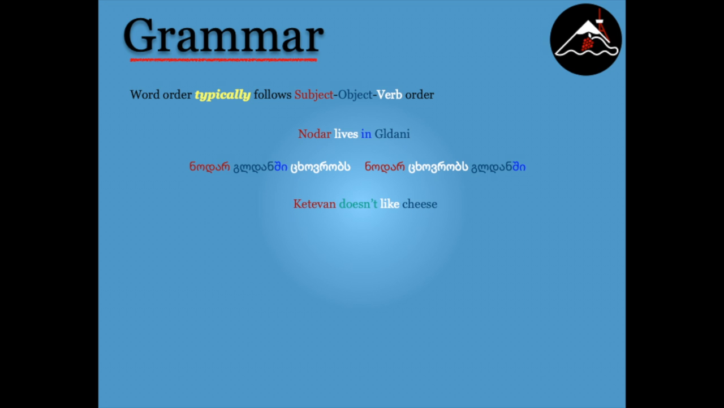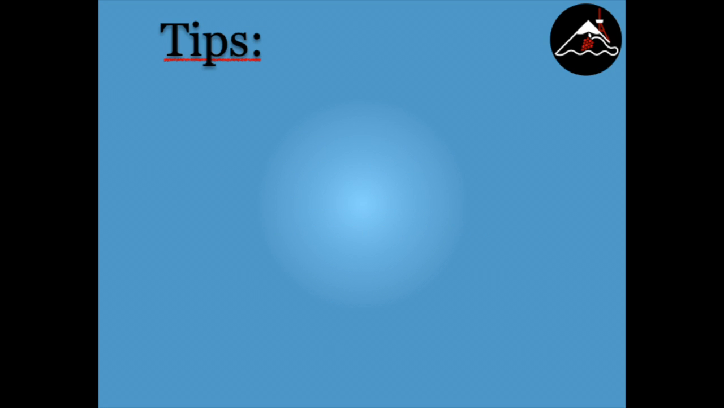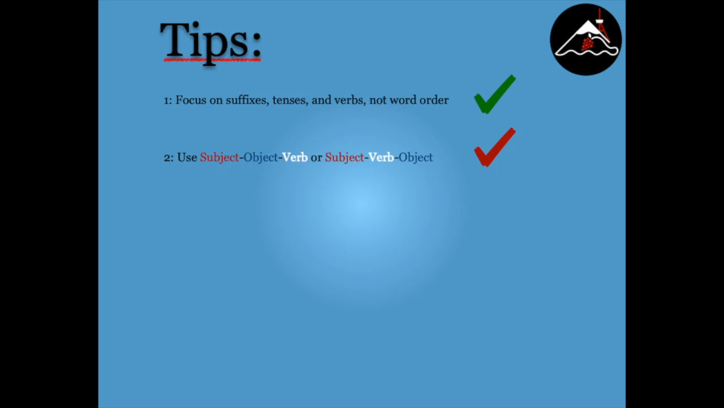To say, Ketavan does not like cheese, you could say, Ketavan ghvels ar uyvars, or Ketavan ar uyvars ghvels. If you want to practice forming sentences in Georgian, here's a few tips that we think might help you. First, focus more on suffixes, tenses, and verb conjugation rather than word order. Second, when in doubt, use a subject-object-verb format or a subject-verb-object format. Both are generally acceptable.